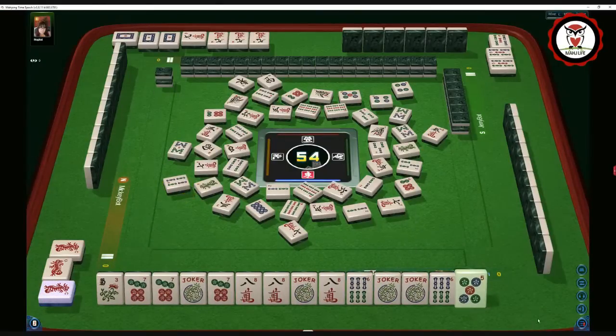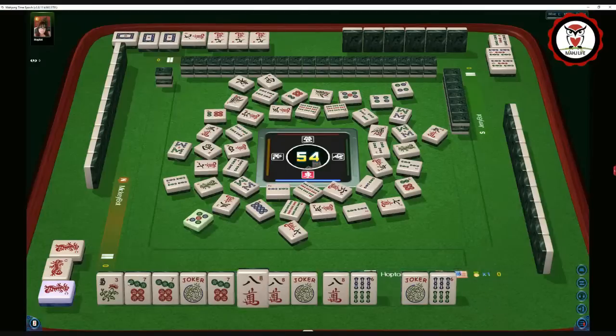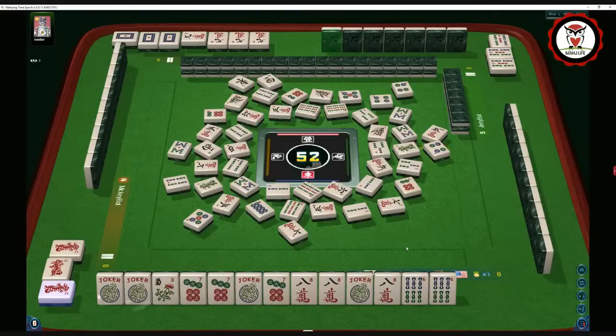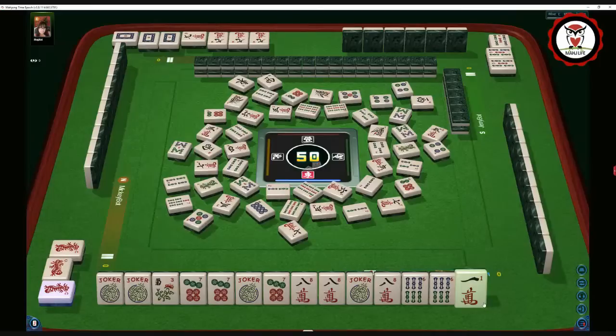But wouldn't you rather go for a bigger hand if you can? Especially with all these jokers. Why not? Four dots. Let's just see what happens. West wind. Ready to win on a flower, or seven bamboos, we can go for this quint. You think we should go for the quint, or should we go for a win? Well, either way, we're probably going to win. I'm thinking we're a front runner.